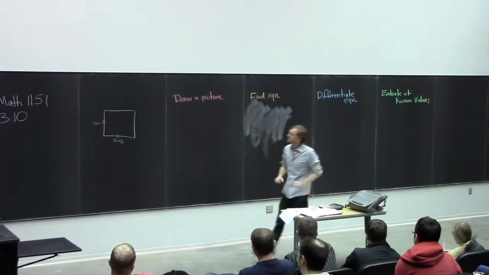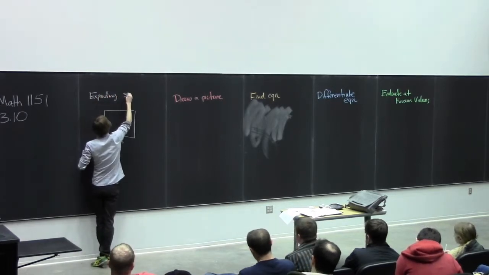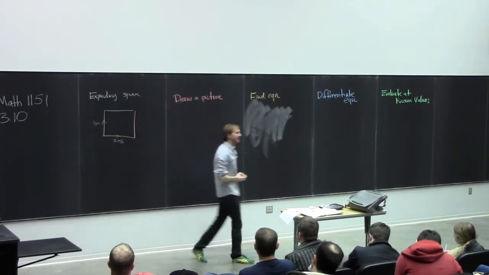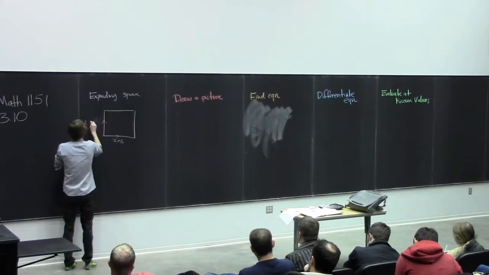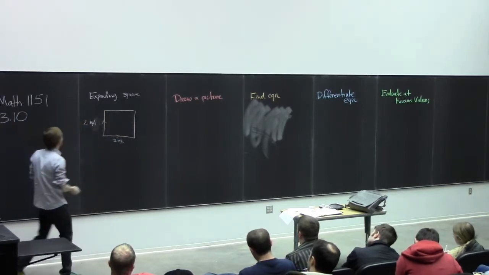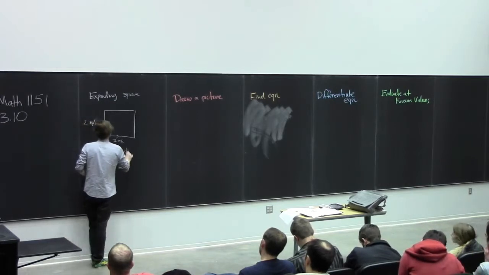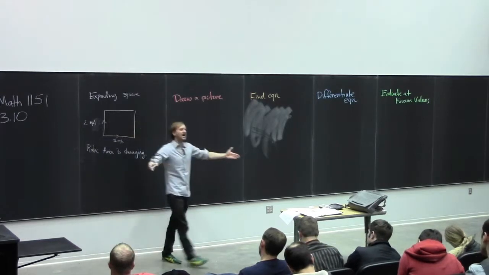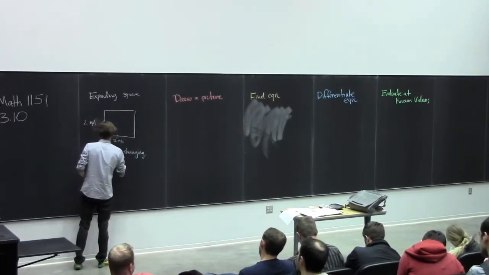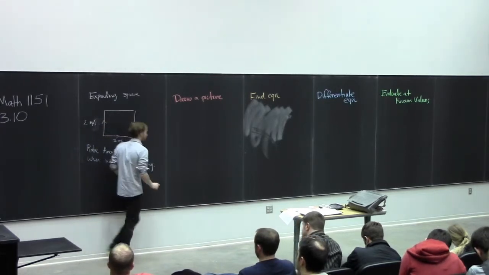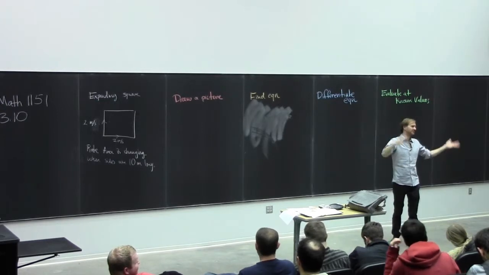All right, so we're solving a related rates problem, and here we have the expanding square, a classic in the catalog of related rates problems. The sides are expanding at 2 meters per second, and we want to know the rate the area is changing when the sides are 10 meters long. Make sense? So we've drawn our picture. I should have put it under the orange drawing the picture, but I didn't.